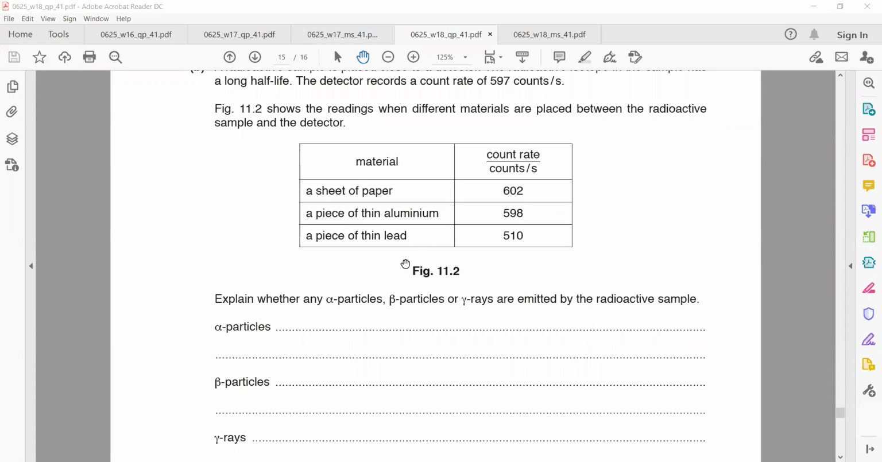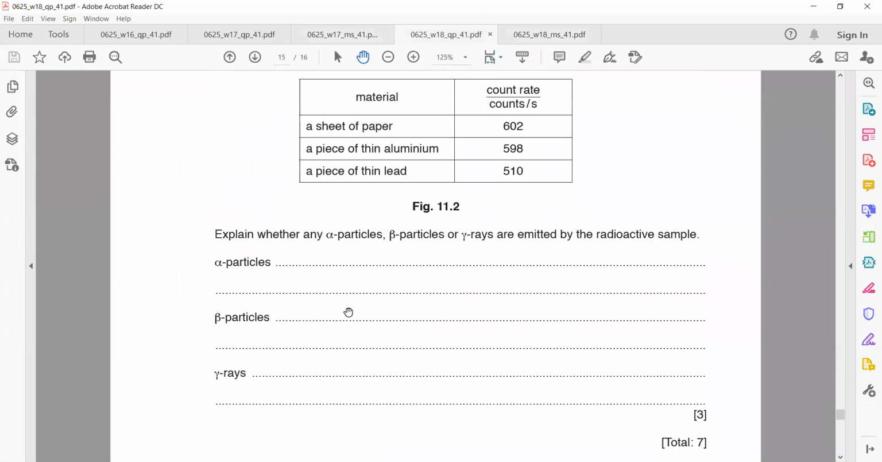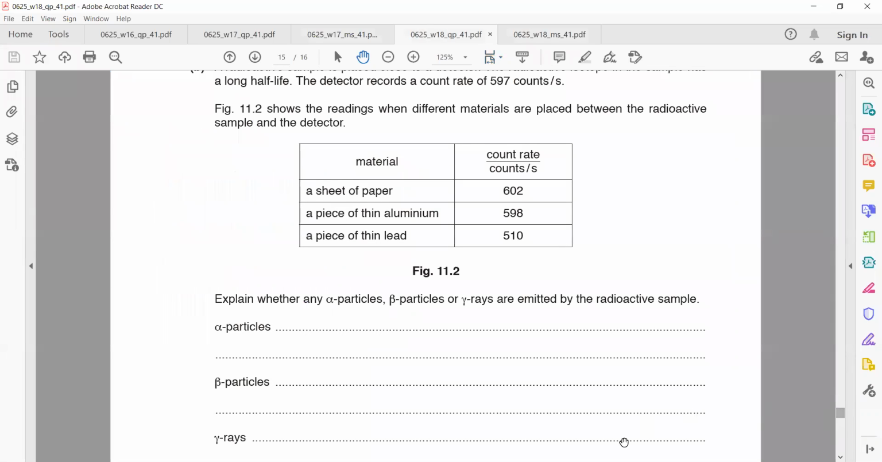So why was there no alpha? Because the count with the paper increases. Why was there no beta? Because counts with aluminum also increase, they do not change. And gamma, because the count rate reduces when lead is placed. So there is no alpha, there is no beta. Actually, this is a gamma source. The majority of the radiation coming out is gamma radiation.